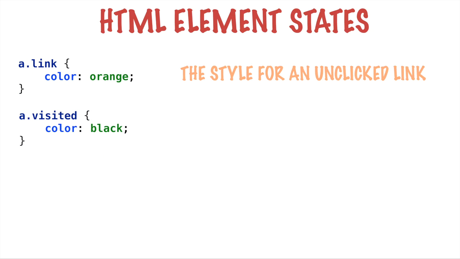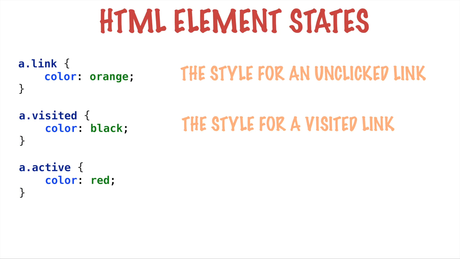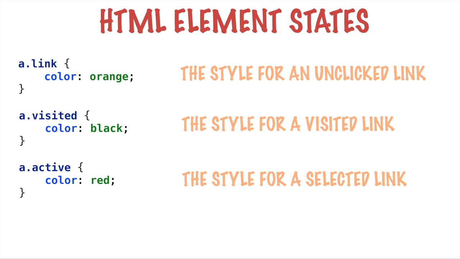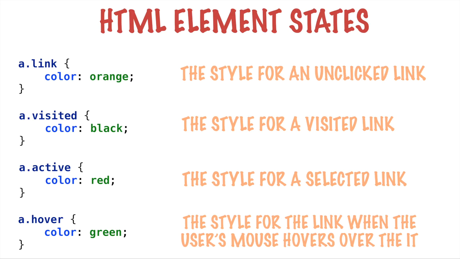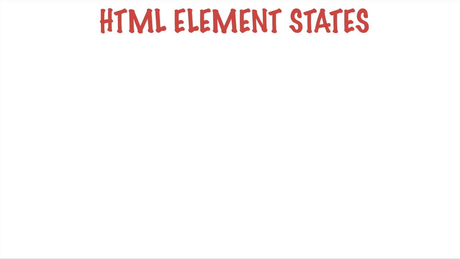You could just as easily create a style for a visited link by using the selector A.visited, A being the HTML element and visited being the pseudo class associated with a visited link. Likewise, A.active would work for a selected link, and A.hover would work for when a user's mouse is hovering over the link. These are excellent states for you to create styles on, especially the hover.